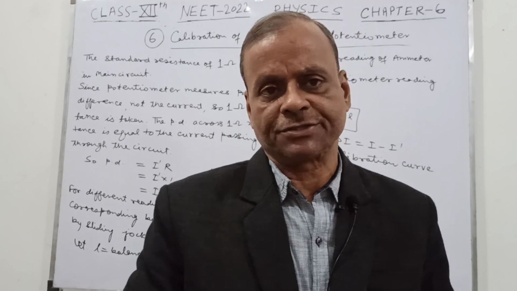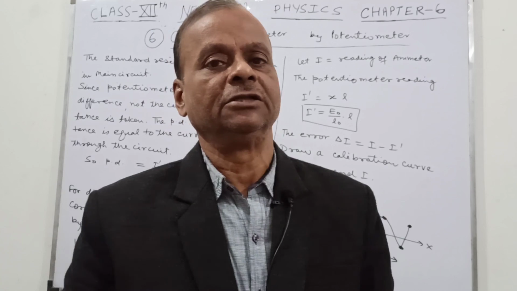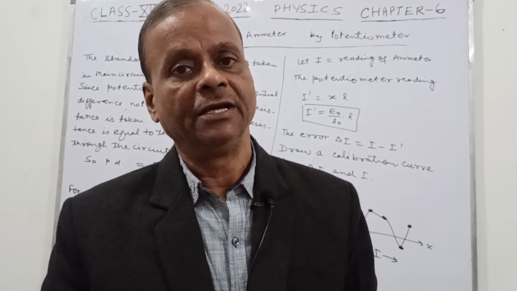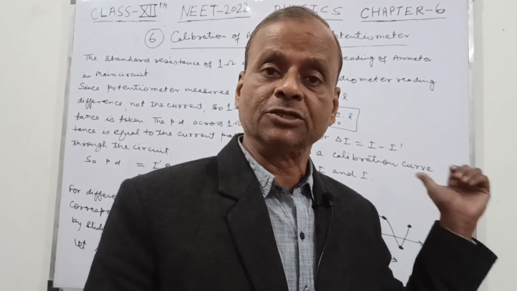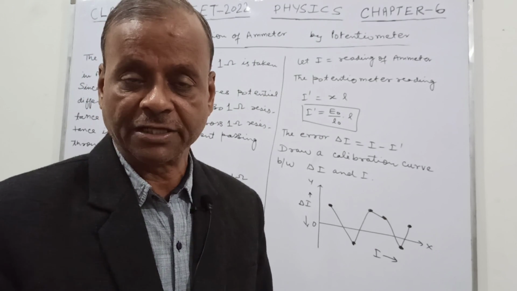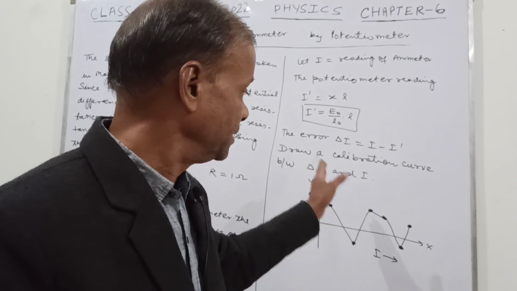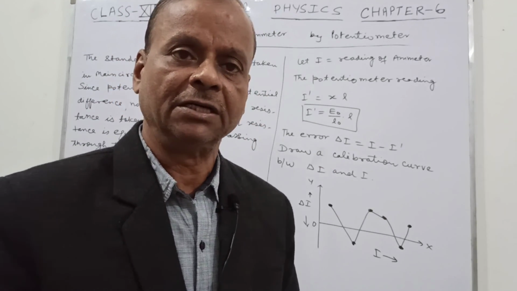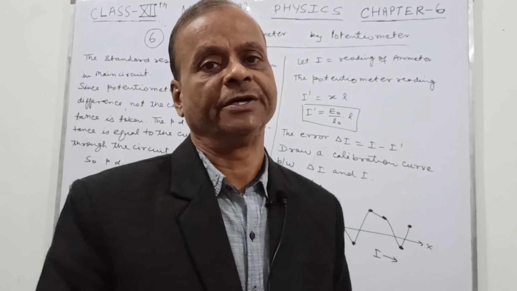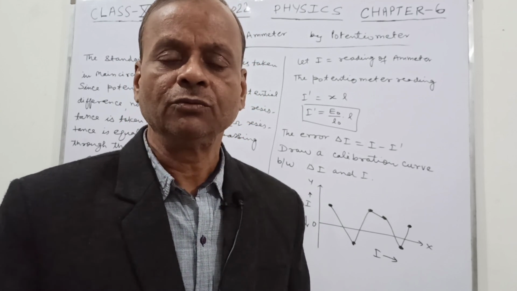So the questions are asked in both the ways, that how to calibrate the ammeter, what is the meaning of calibration, how the standardization is done in case of ammeter, and also why 1 ohm resistance is employed in the ammeter circuit. This is the answer that I have given you here, and then the calibration curve, and then you find the errors. So the instrument is calibrated by means of the potentiometer in this way. So thank you very much.